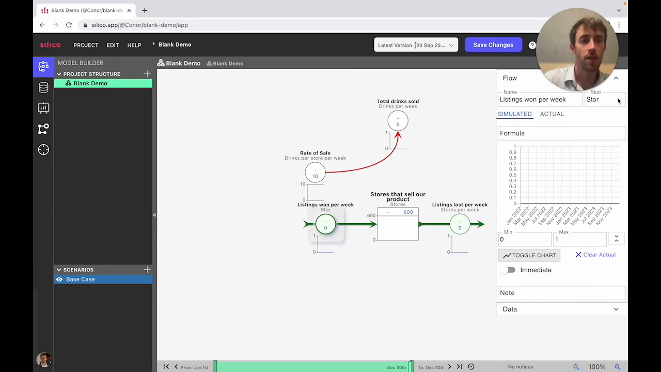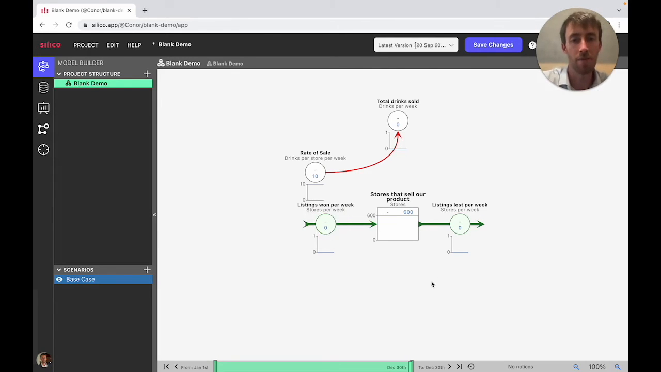So generally speaking, the value of all flows is going to be over time. So the value of a stock is generally at a point in time. So if we look here, it's 600 at a certain point in time, whereas the value of a flow is a value over a period of time that changes the stock over that period.